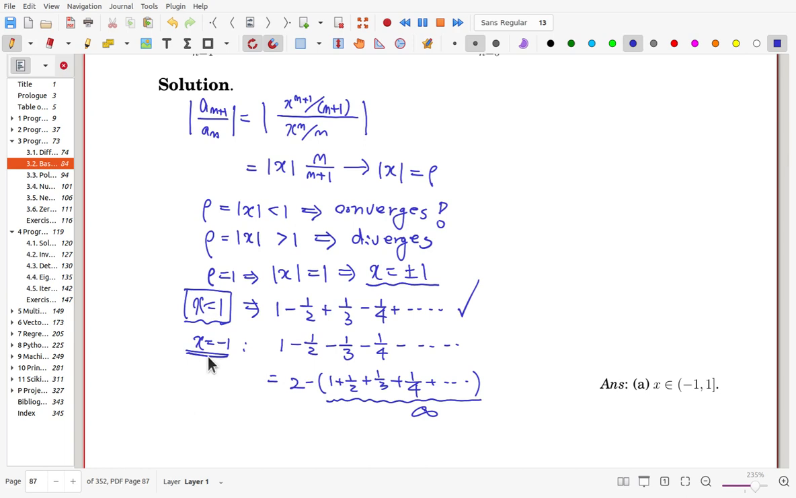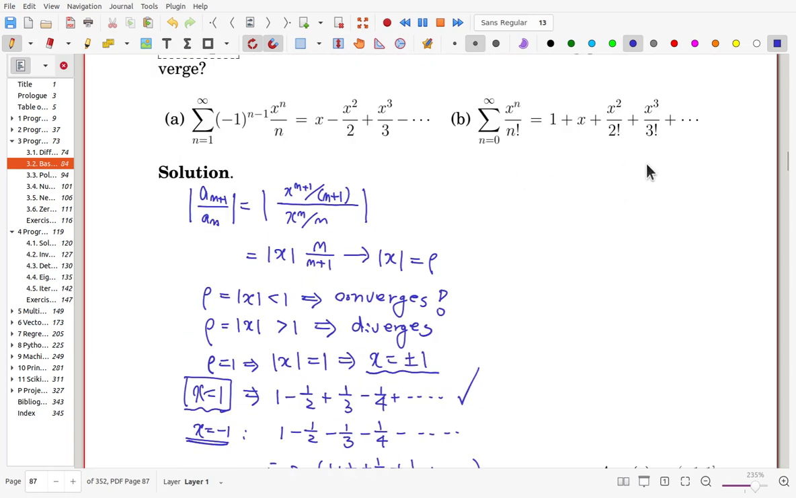So here we can conclude the interval of convergence is between minus 1 and 1, but minus 1 is not included. However, 1 must be included. So it is from minus 1 to 1, with 1 included. If you choose x from this interval, then the series is convergent.